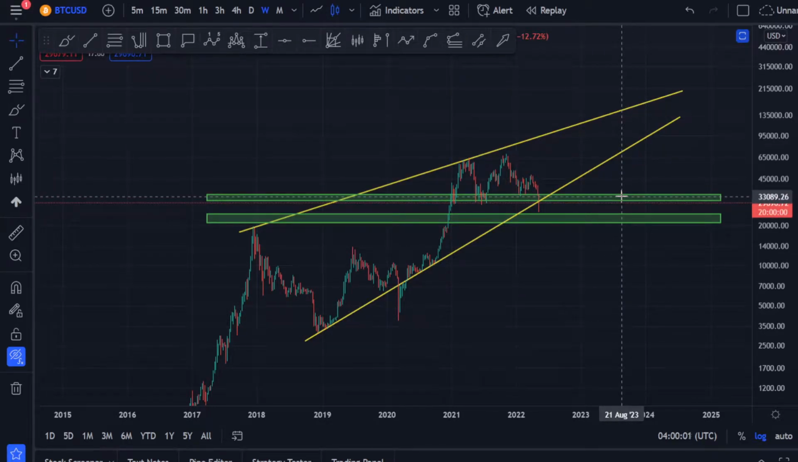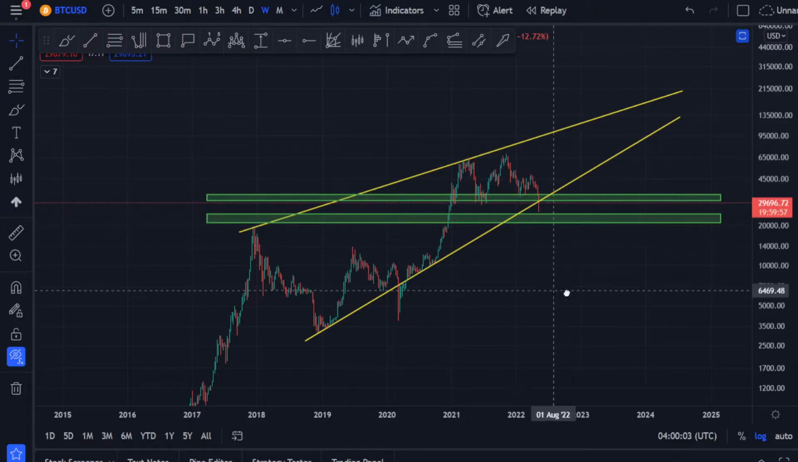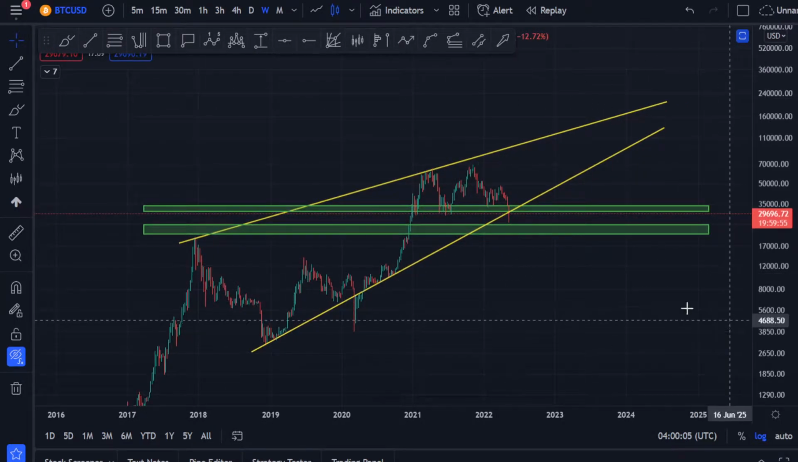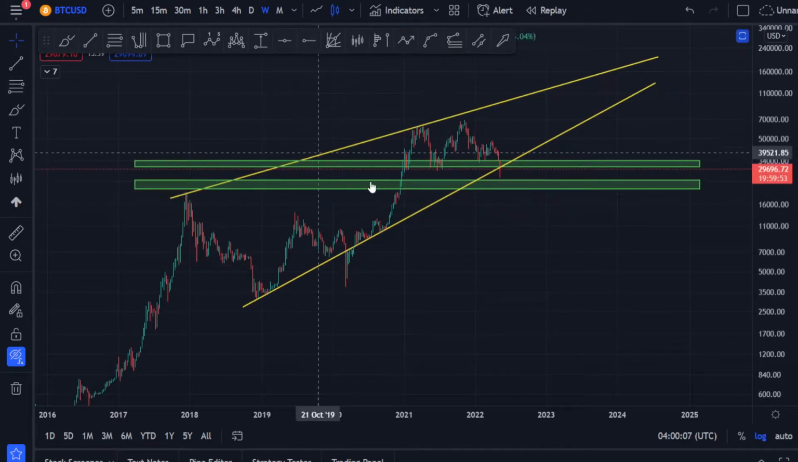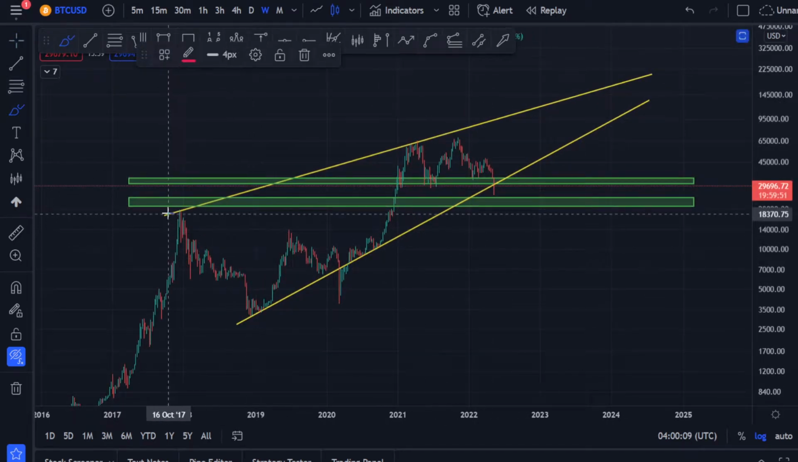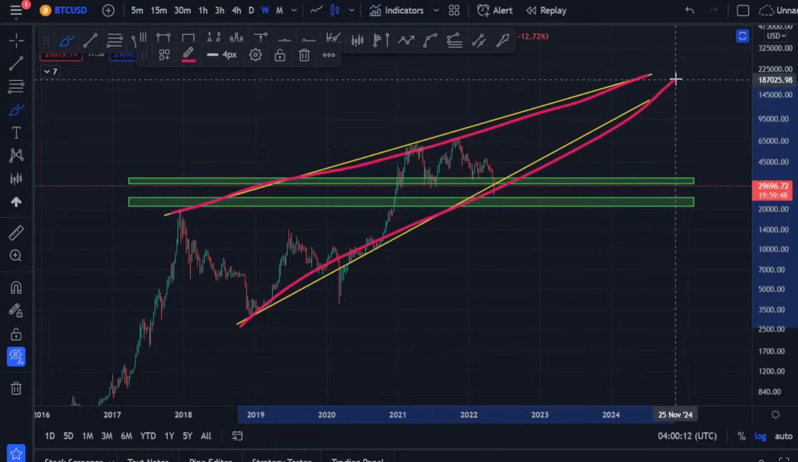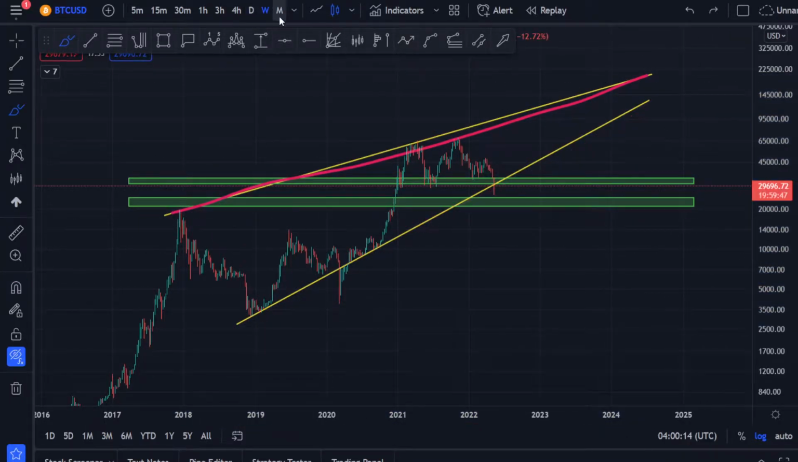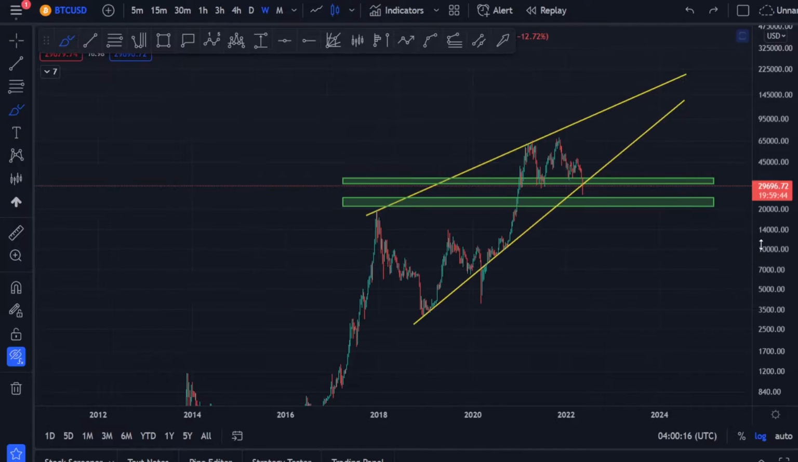So I would like to do this quick analysis for Bitcoin again, and let's see what's going on with it. You can see I have these lines drawn here. As you know, I believe that this is a rising wedge. Now, it's a rising wedge in the weekly time frame, so nothing to worry about.